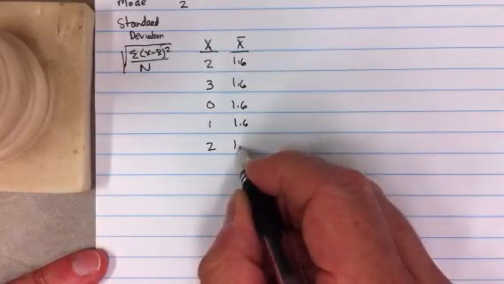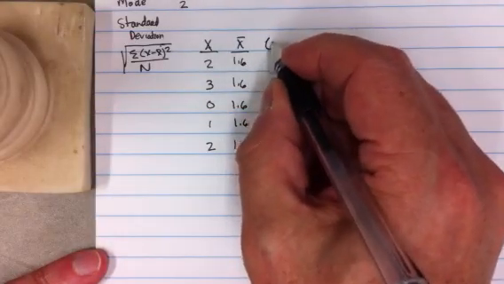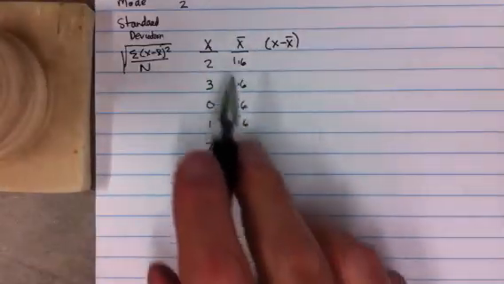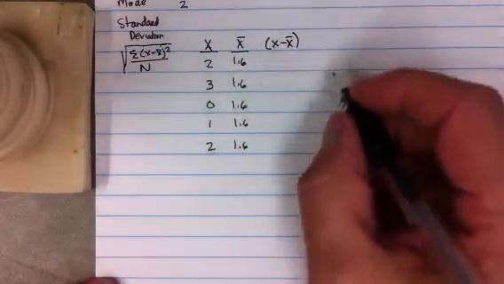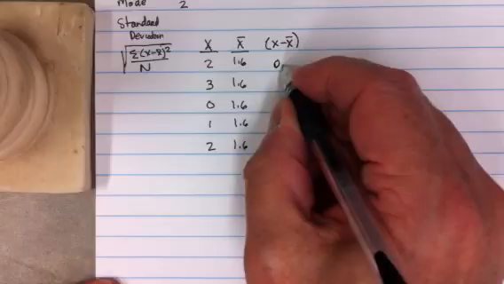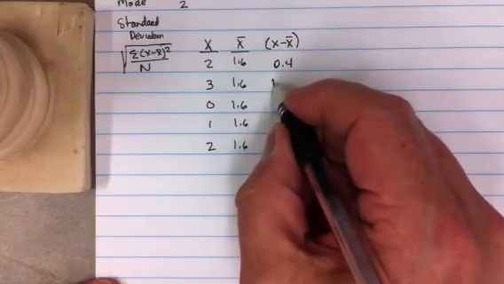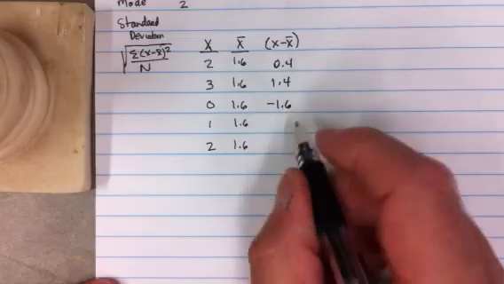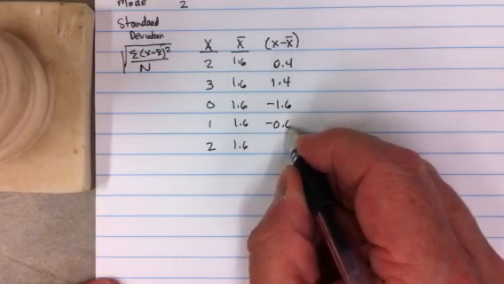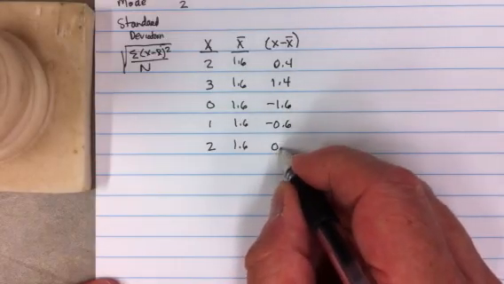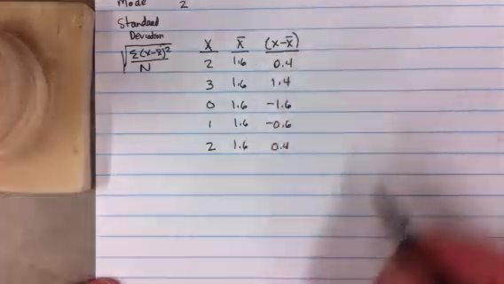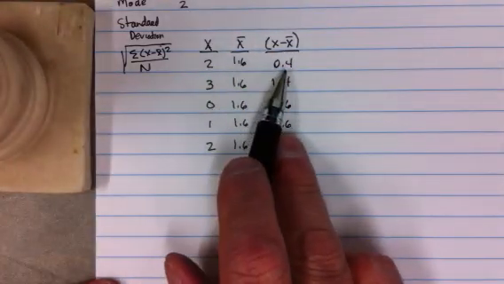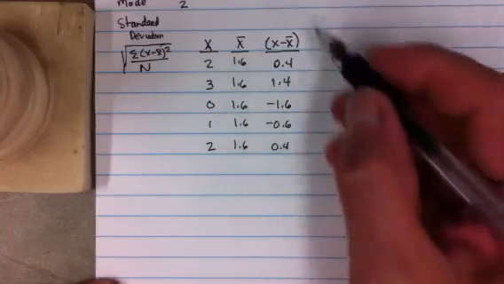That never changes. And then we're just going across and doing the next column, which is x minus x bar. So we just subtract these 2 columns. We get 0.4 here, 1.4, negative 1.6, negative 0.6, and 0.4. So our third column is just the difference between the two of these. 2 minus 1.6 is 0.4, and so on.